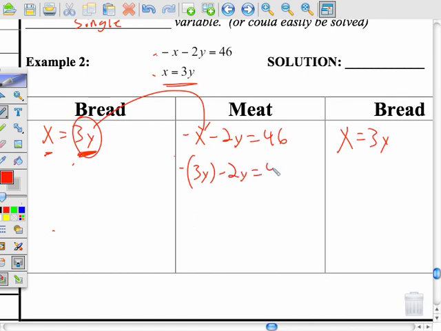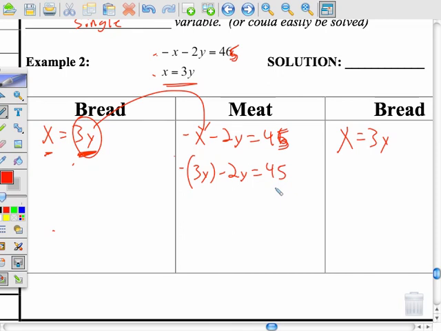Everything else is the same, minus 2y equals 45. Oh, I forgot to change this to a 5. Sorry. Change the 6 to a 5. Make it 45.